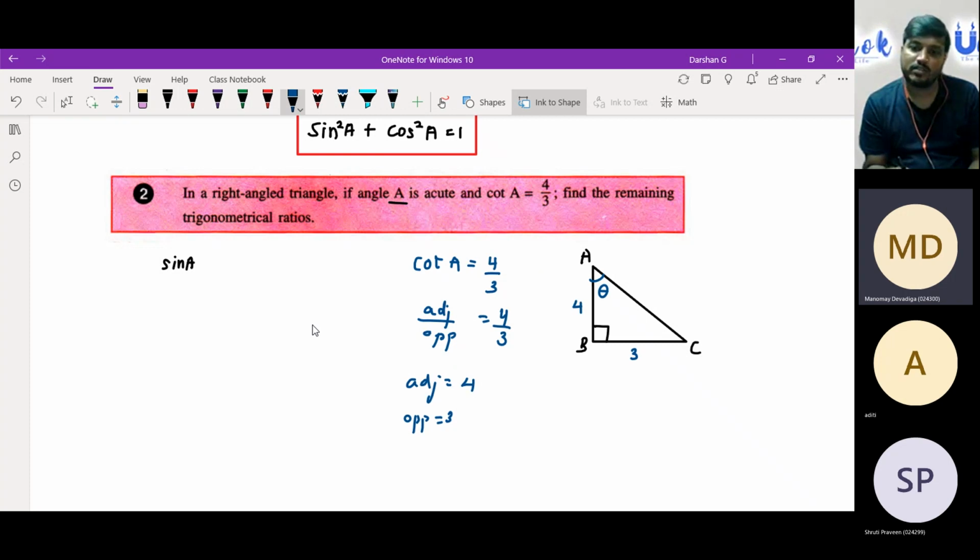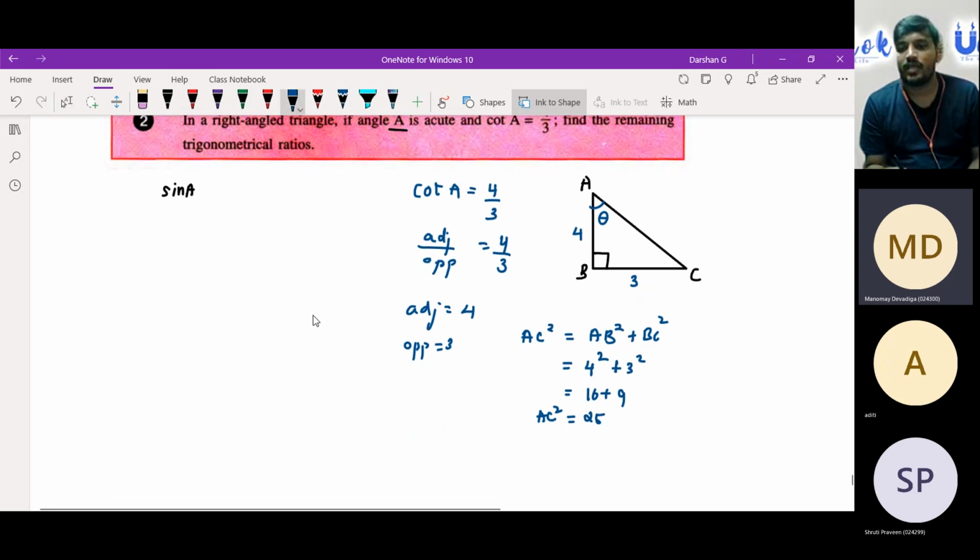To find the hypotenuse, AC square equals AB square plus BC square, which is 4 square plus 3 square. 4 square is 16, 16 plus 9 is 25. So AC equals root of 25, that equals 5. So the hypotenuse is 5. Next, find sine A. Sine A is opposite divided by hypotenuse, 3/5. Very good. Aditi found this.